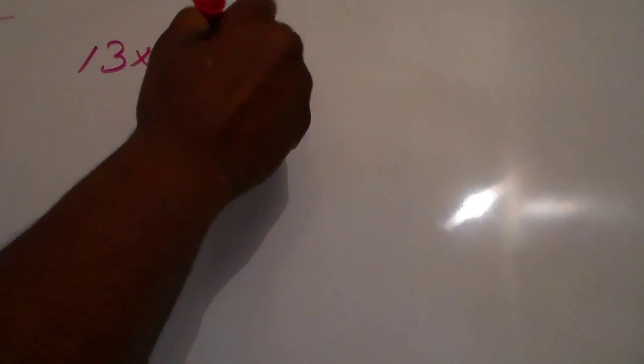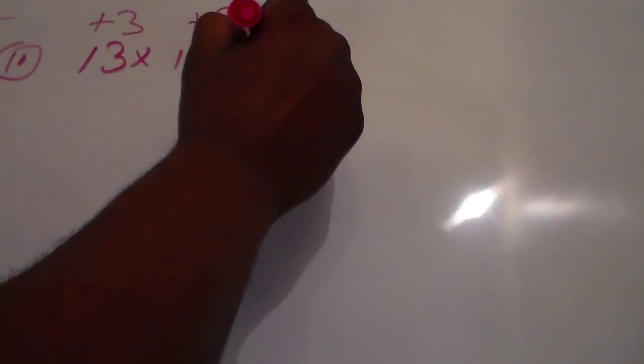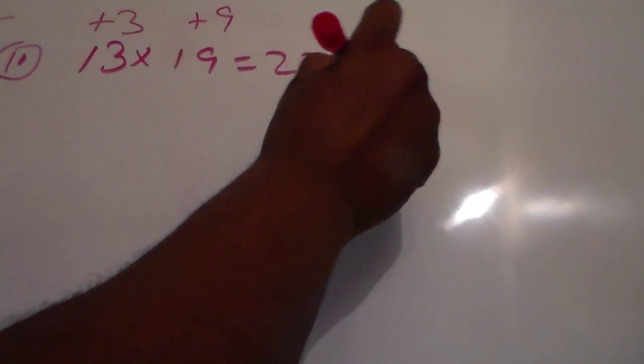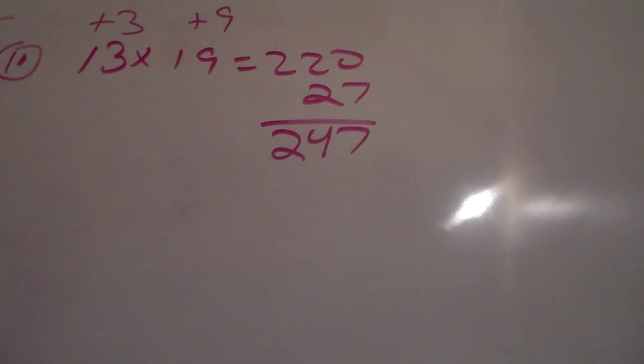You can pause this if it goes too fast. I don't really like playing with math a whole lot. I just like knocking it out. Let's say 13 times 19. Let's see how that works. 10 is our reference number, plus 3 and plus 9. Whether we cross add, we're going to come up with 22. 220, plus 27, 247 is our answer.